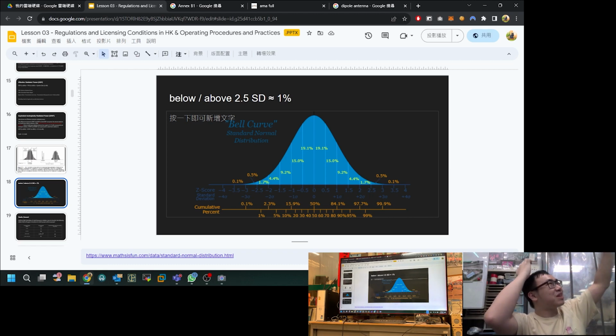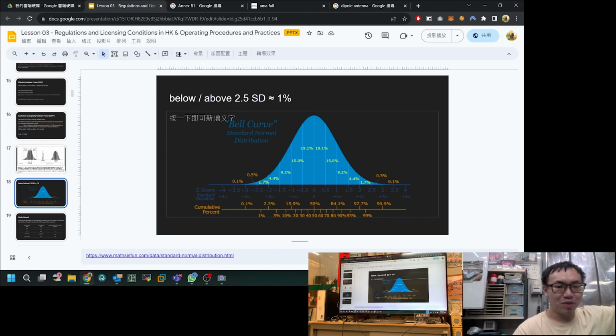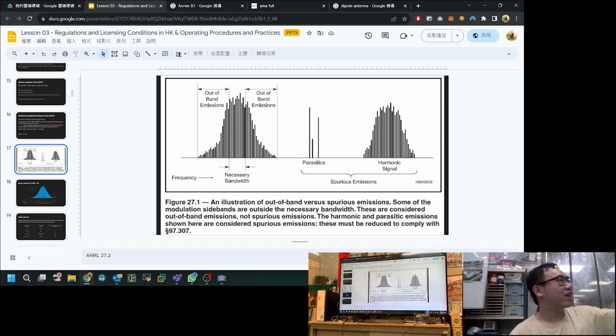If you know what happens, I forgot the term, but you know what SD is, right? Standard deviation. You know statistics, then you know what 2.5 SD means. So you have the number in your mind. 1% out-of-band, including all the out-of-band emissions and spurious emissions.